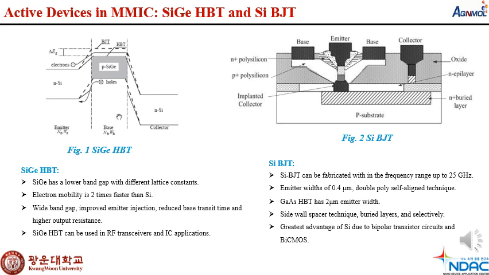So we can see here the silicon BJT is something similar to the previous device, but here the substrate is used, that is the P substrate.